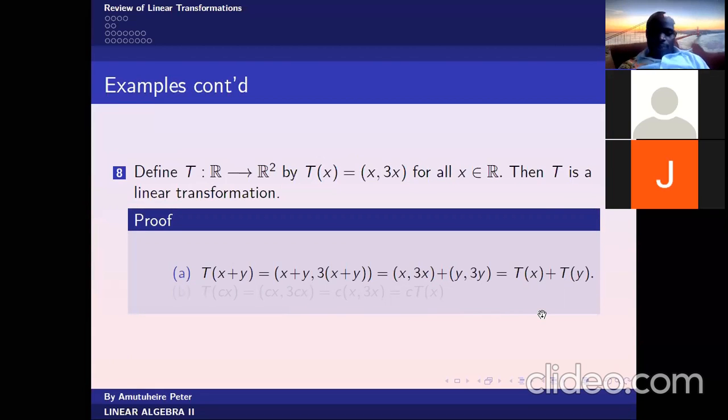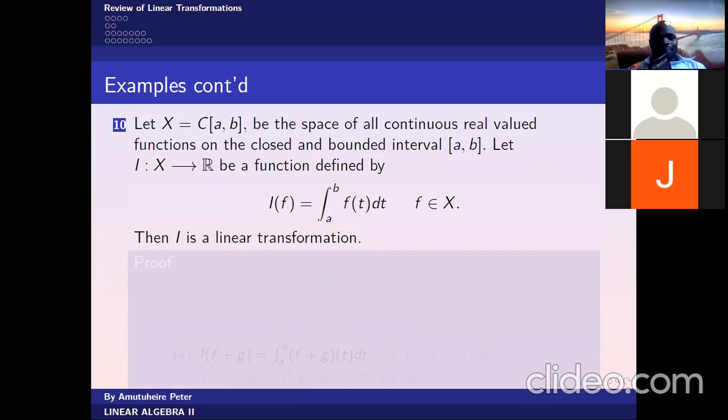Next, we check property B. Property B is T(cx) equal to (cx, 3cx). Because c is our scalar that we are multiplying, we apply the definition here. This gives us c times (x, 3x), because we can factor out the c, and we know this is c T(x). So it means all properties are satisfied. So that is example 2.